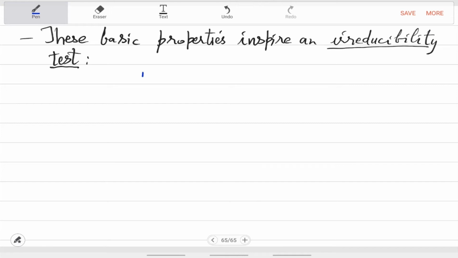Discuss what property we are interested in. So suppose you are given a polynomial, we continue to call it big F, with coefficients in F_q. It's a univariate polynomial. So you want to test whether this polynomial is irreducible.